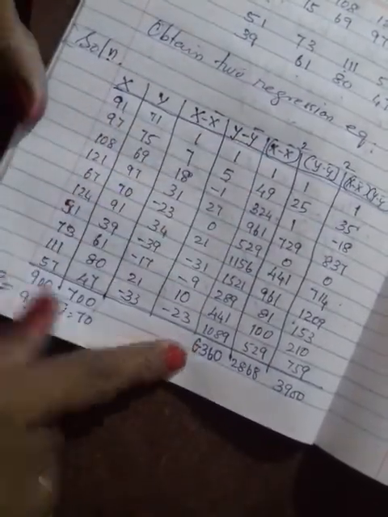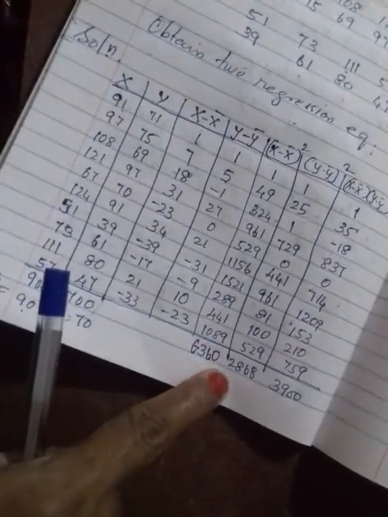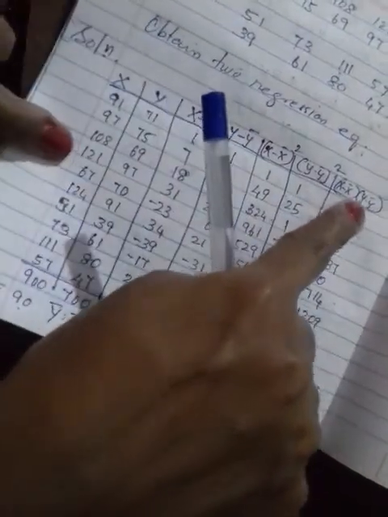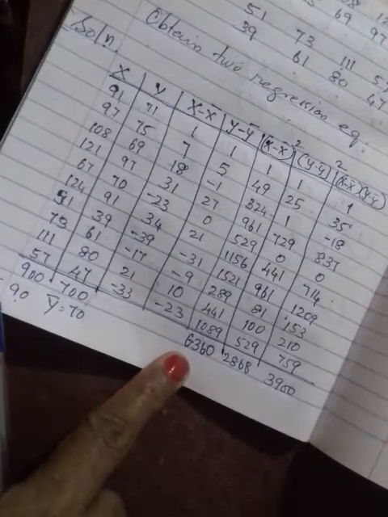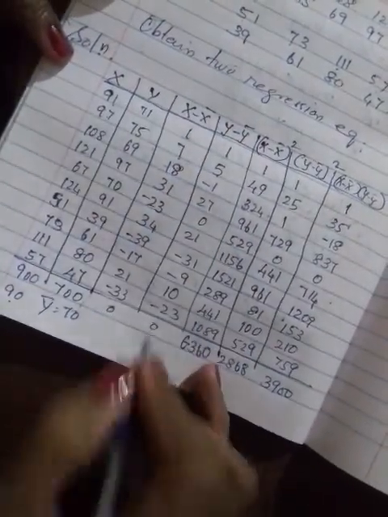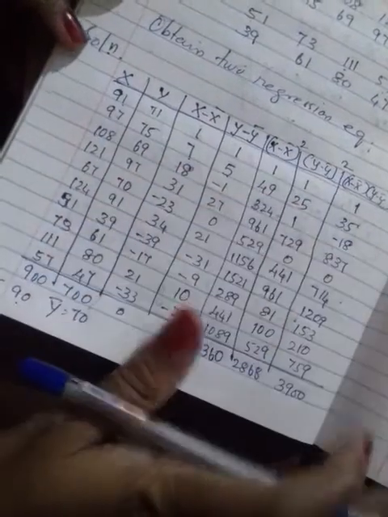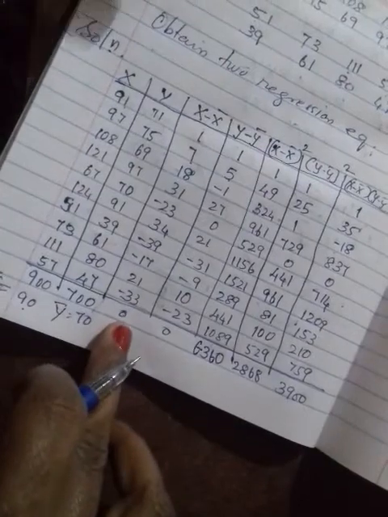Now we have done all the other calculations. You have to add these because we want the summation. Add x minus x bar the whole square and you will get this value, add y minus y bar the whole square and you will get 2868, and x minus x bar into y minus y bar if you add you will get 3900. This is 6360. If you add the deviations of x and y, you should definitely get 0. If you didn't get 0, you have made a mistake. That is your cross verification, because the sum of deviations should always be 0.